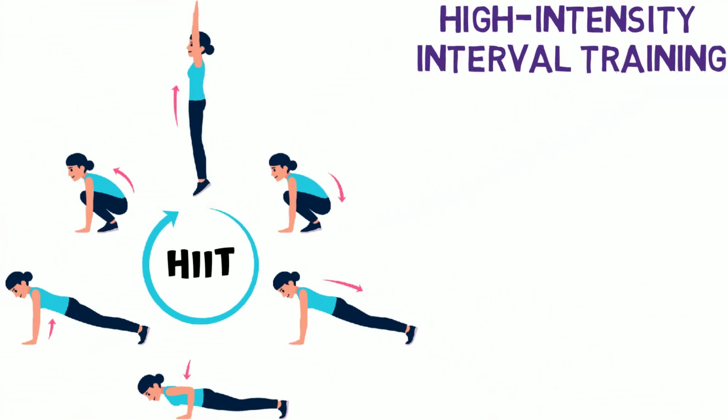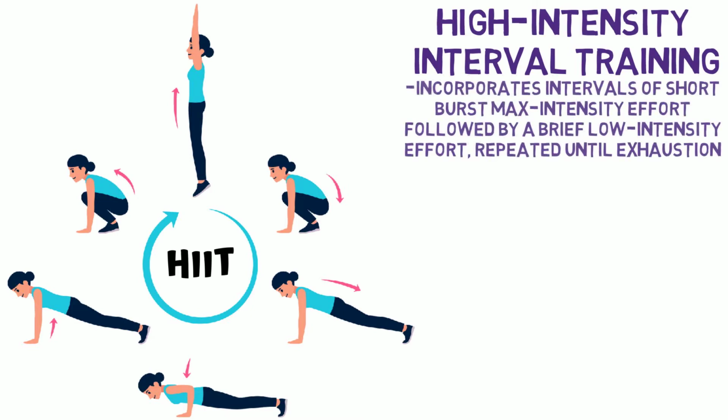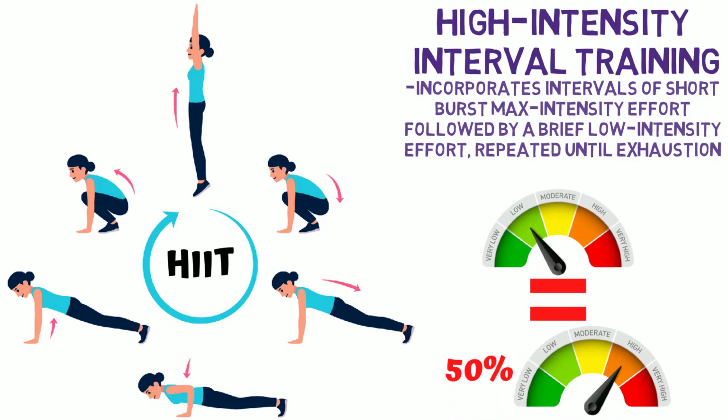Furthermore, I'm sure you've heard of high intensity interval training, or HIIT, at some point. Well, HIIT is actually a form of anaerobic exercise. It incorporates intervals of someone performing a short burst of max intensity effort, followed by a brief low intensity effort, repeated until exhaustion. Low intensity relates to roughly about 50% of your max intensity. If you sprint at max intensity, a light jog would be 50% of this.